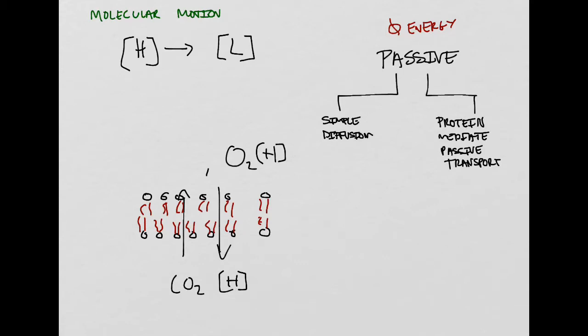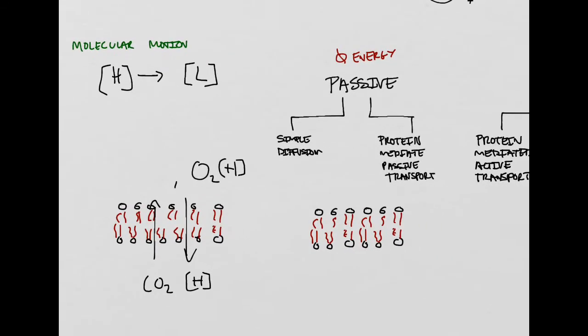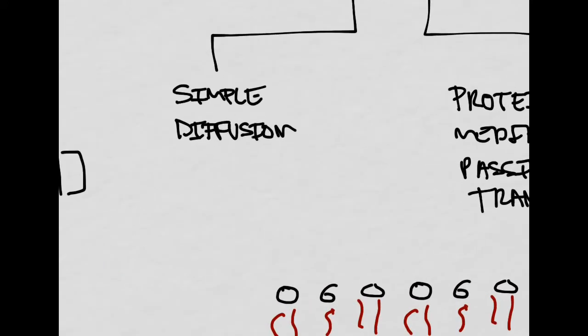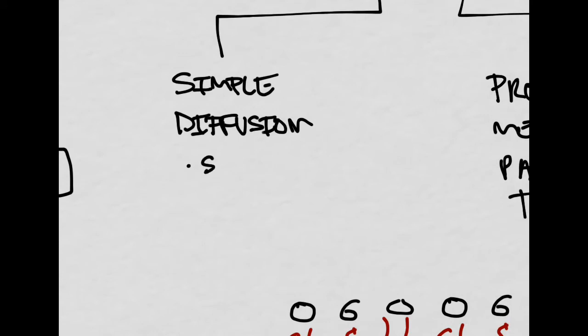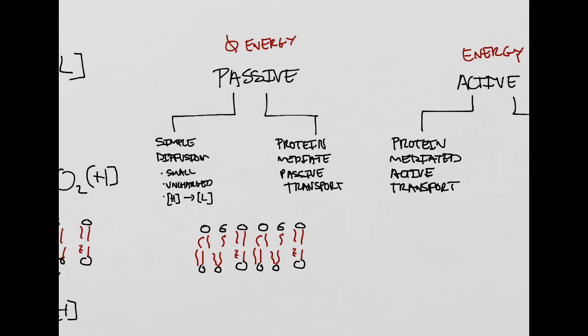So there you have it. That's simple diffusion, driven forward by molecular motion, always from high to low, and it's passive. It requires no energy. So I'm going to write that down. Simple diffusion, we have small uncharged molecules moving from high to low. And that could be either from the inside to the outside or the outside to the inside.